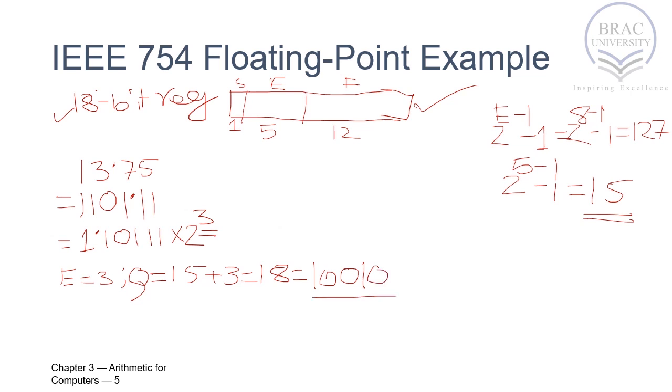So the representation would be according to our new format, which is the 18-bit register. Our value is positive, so the sign bit will be 0, and then the exponent, which is Q here, 1 0 0 1 0, and then our fraction bits, which are 1 0 1 1 1. And this is our IEEE 754 floating point representation with a register which is 18 bits in length.